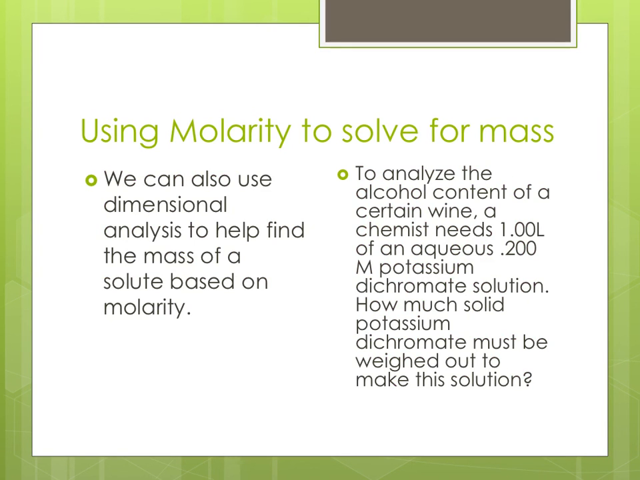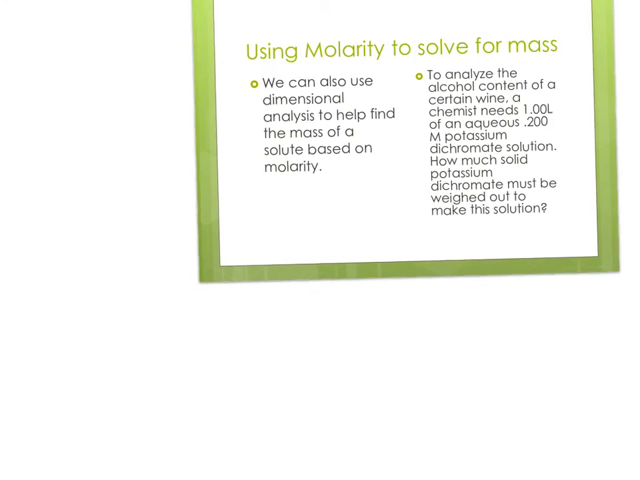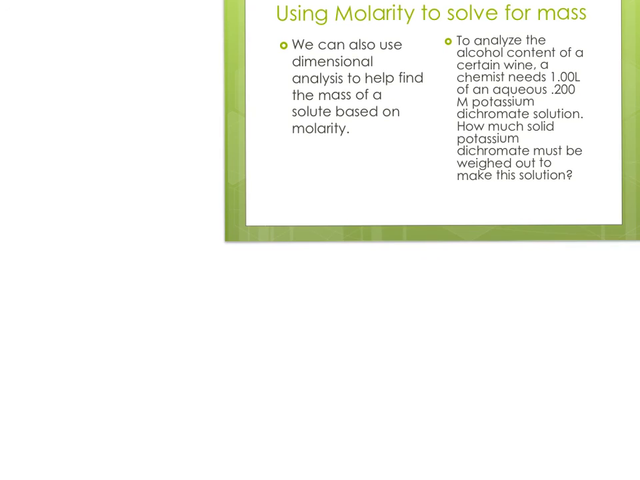So let's look at this. We can also use molarity to solve for mass. We use dimensional analysis to help us find the mass of a solute based on molarity. To analyze the alcohol content of a certain wine, a chemist needs 1.00 liters of an aqueous 0.200 molar potassium dichromate solution. How much solid potassium dichromate must be weighed out to make the solution? Well, we're going to start the same way. We're going to look for the number of moles of potassium dichromate based on molarity and go from moles to grams.